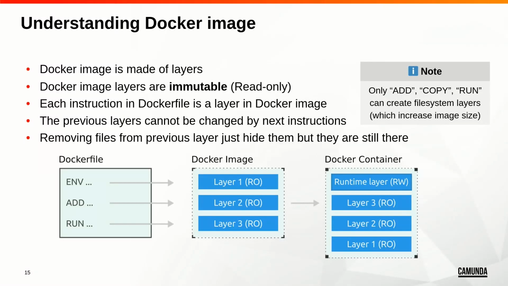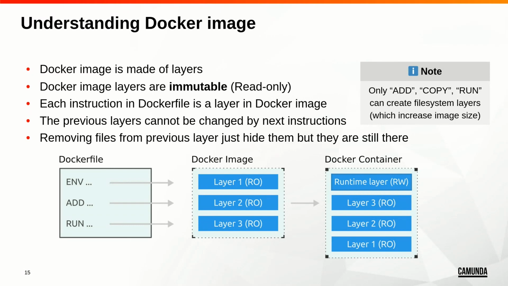So before we go any further, let's take a moment to understand how a Docker image is structured. If you ask me, this slide is really important. It's the most important slide here, I would say, because a lot of confusion comes from not getting the structure of the Docker image. So the first thing you need to remember is that a Docker image is made of layers. Each instruction in the Dockerfile, like ENV, ADD, RUN, is a layer in the Docker image. And each layer is immutable, which means it's read-only, and you cannot edit parent layers, but just append to them.